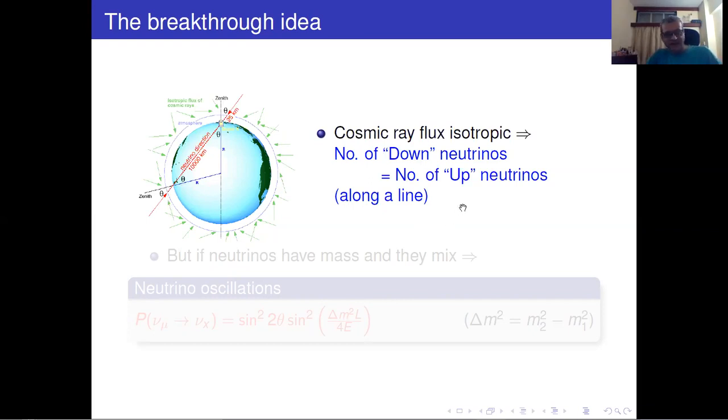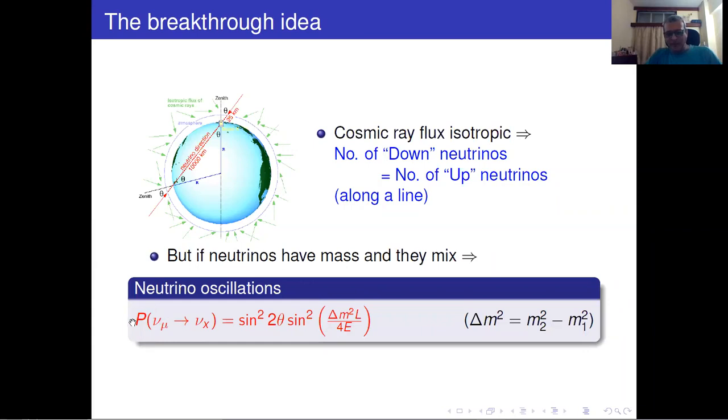On the other hand, if neutrinos had masses and they mixed, calculations tell you that the probability of neutrinos of one kind going to some other kind depends on this combination: sine square 2 theta, where theta is the mixing angle. In this, L is the distance traveled by the neutrinos, E is the energy of the neutrino, and delta M square is M2 square minus M1 square, the difference in the mass squares of the relevant species. And this you can show by simple quantum mechanics.